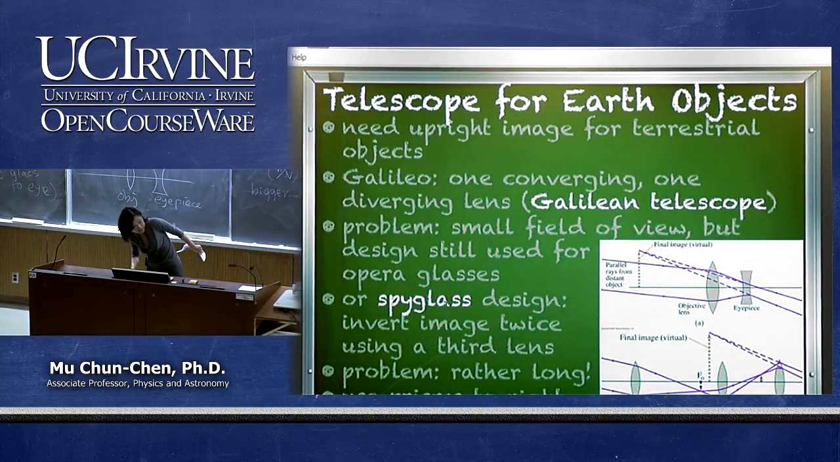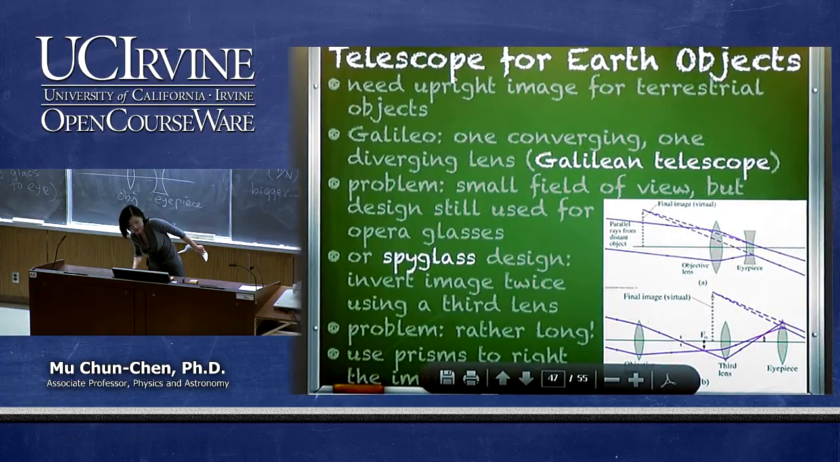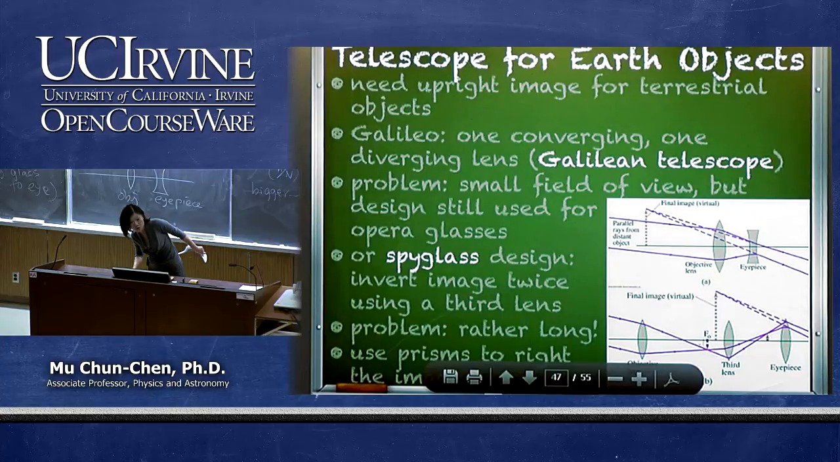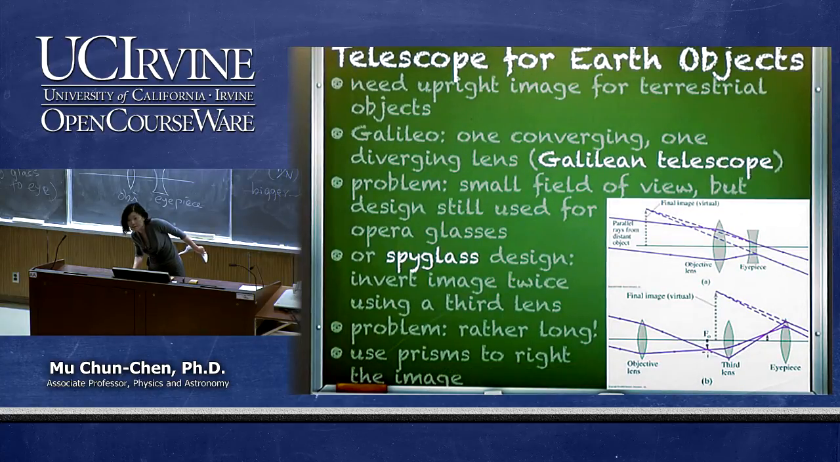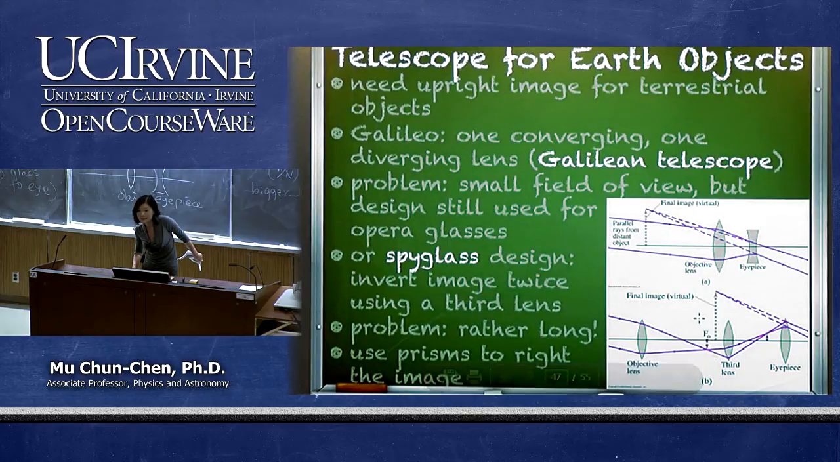This is the initial parallel rays coming in, and then they form the first image right here at the focal length of the objective lens. Then the rays go through the third lens you add between the objective lens and the eyepiece. The final image is right here. Again, this is upright. Any questions about this? This is good? All right.